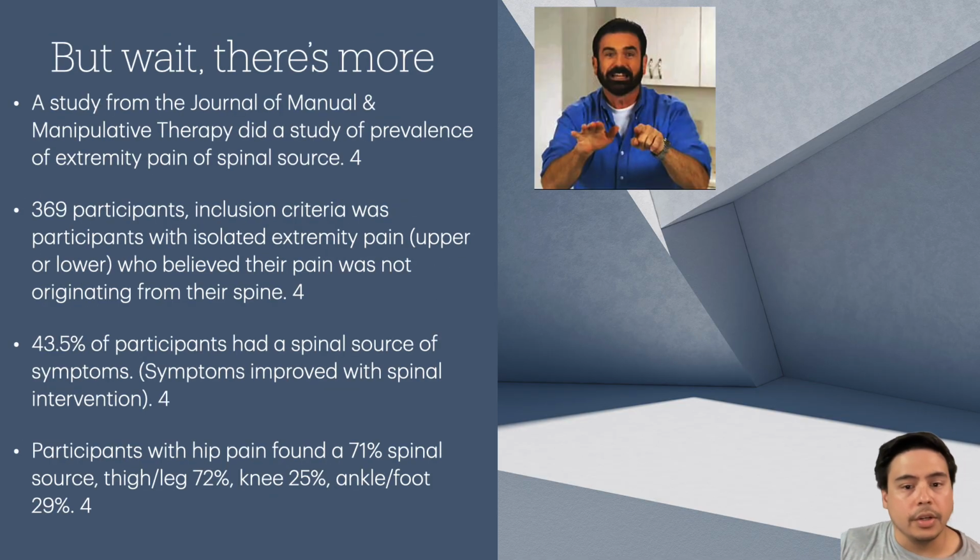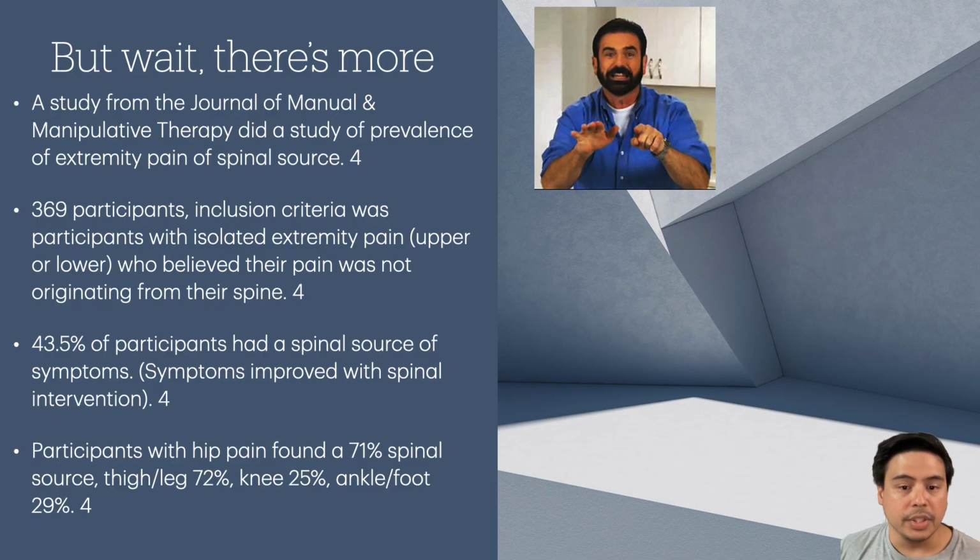This next article I thought was super interesting. There was a study of prevalence of extremity pain of spinal source. They had 369 participants. The inclusion criteria was participants that had isolated extremity pain, which could have been upper or lower, who believed their pain was not originating from their spine. The interesting thing about the study was that they found that 43.5% of participants had a spinal source of symptoms, which means the symptoms were improved with spinal intervention.